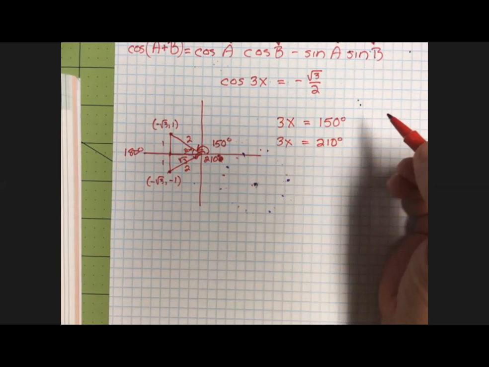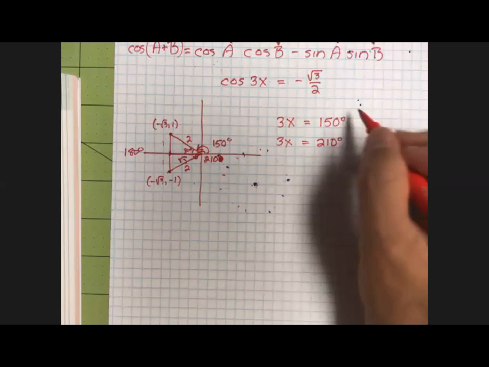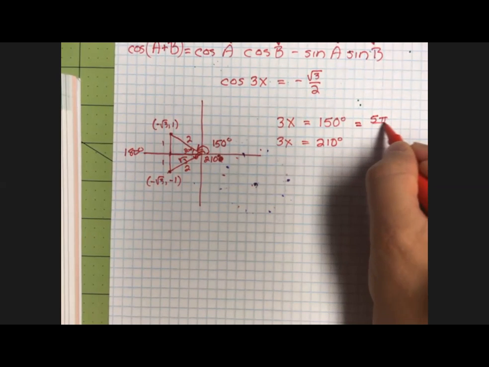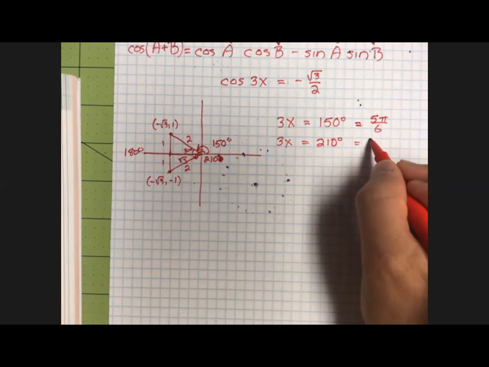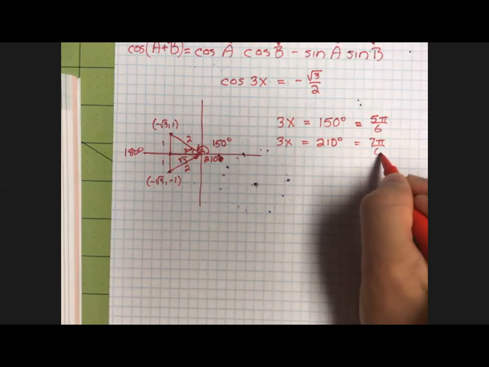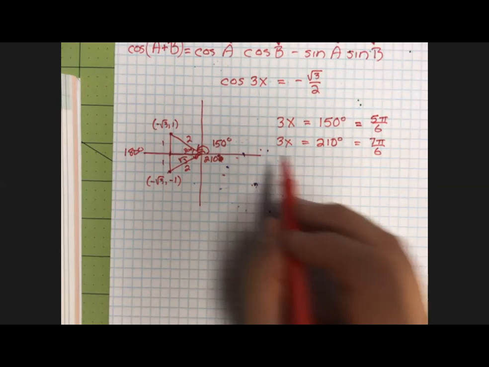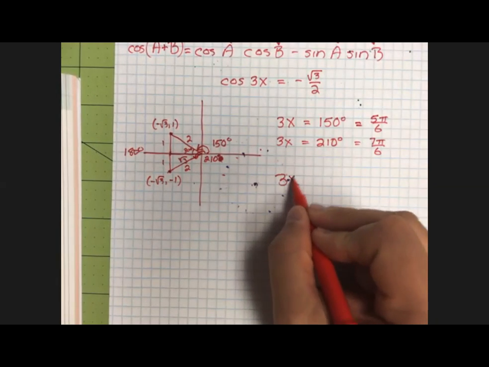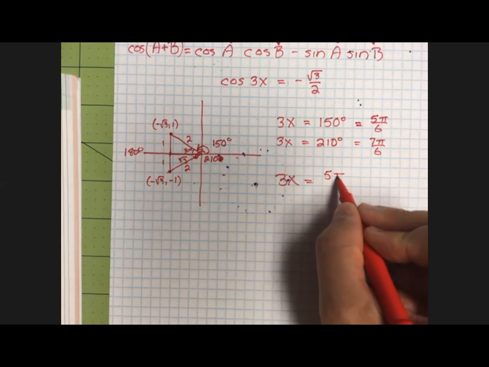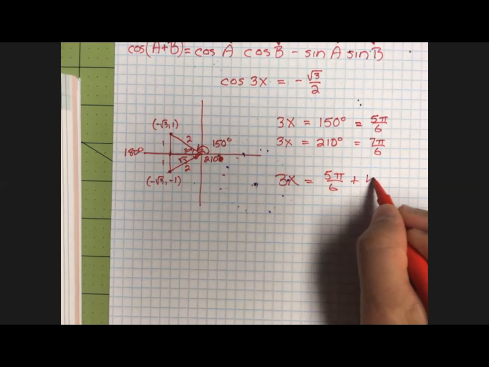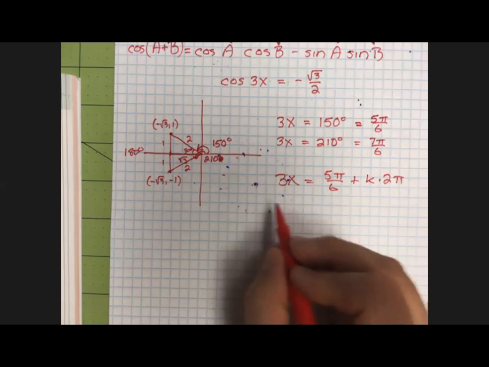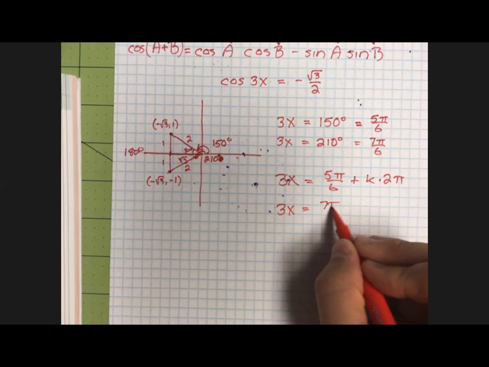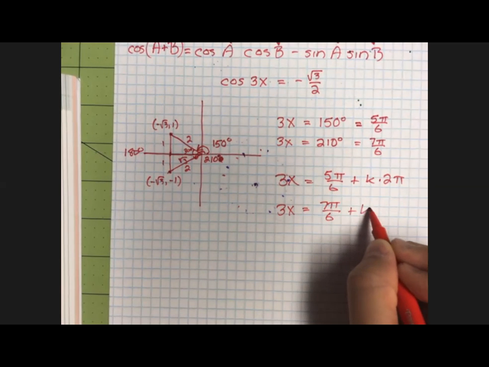See, I got to go back to radians again. I'm naturally thinking in degrees, right? Well, 150 degrees is 5 pi over 6 radians, and 210 is 7 pi over 6 radians. But that's the 3x, and I got to find all the angles between 0 and 2 pi, so I got to modify that again. 3x is equal to 5 pi over 6 plus k times 2 pi, or 3x is equal to 7 pi over 6 plus k times 2 pi.